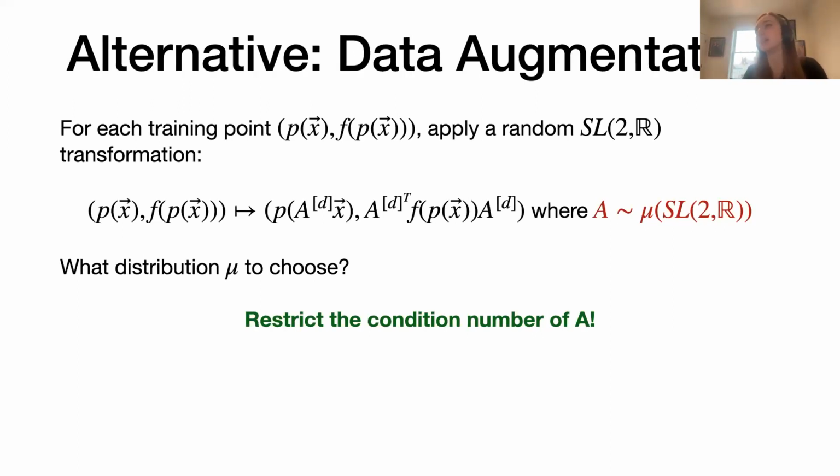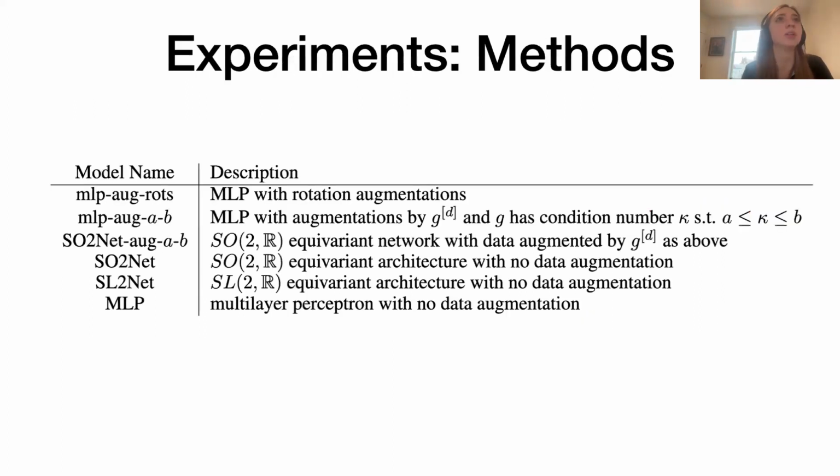There could also be more interesting questions you could ask about what is the right distribution to augment with, because this is a non-compact group, any distribution you choose will induce a shift from the original training distribution. And so the question is, what shift do you care about? Maybe that will be application dependent, but that's not something we've gone too far into.